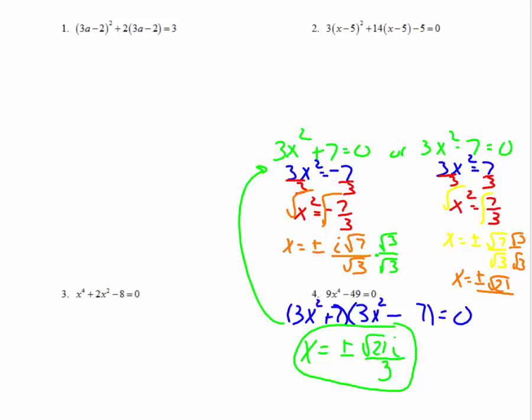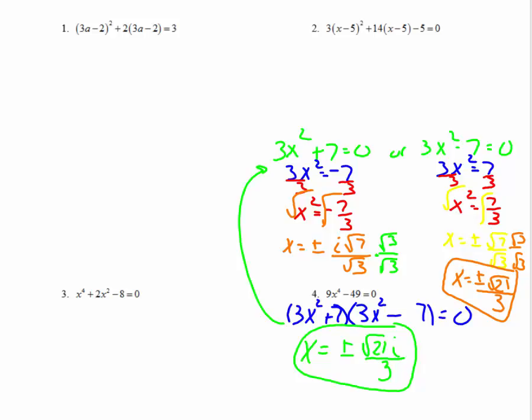Square root of 3 times the square root of 3 is the square root of 9, which is back to 3. So I do have 4 answers: square root of 21i over 3, negative square root of 21i over 3, positive square root of 21 over 3, and negative square root of 21 over 3. So let's look back at number 3 real quick.